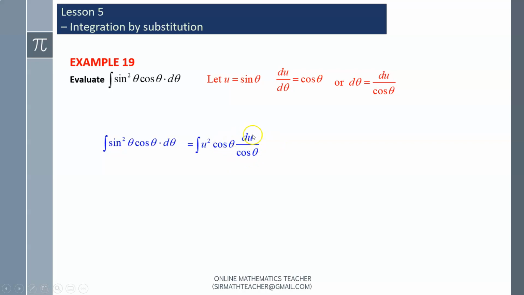Cross out those cos thetas, you've now got an integral with respect to only u, in terms of du, which is great. So add 1 to our index and divide by that number. You get 1/3 u cubed plus c, where u was sine theta, so it's 1/3 sine cubed theta plus c. So it looks tricky, but it's actually nice logical steps involved to anti-differentiate.